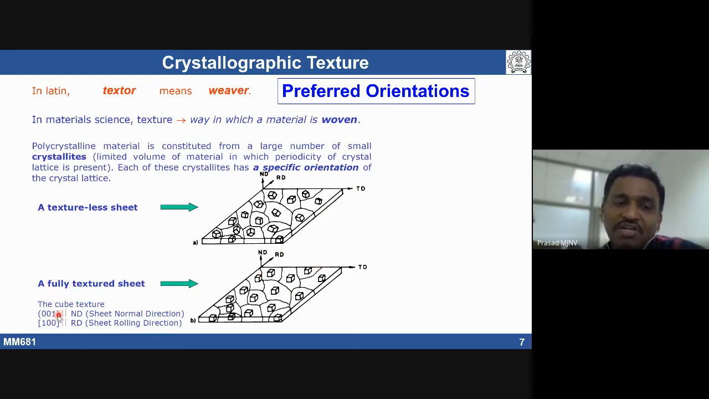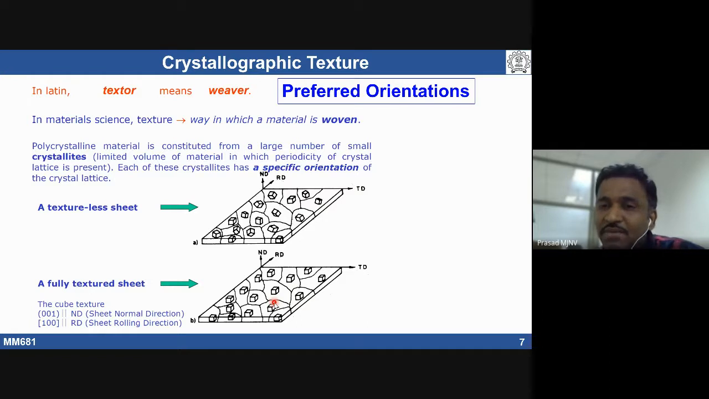For example, assume that 001 grains, which are crystal coordinates, have their planes oriented parallel to the sheet normal direction for most of the grains. This is called cube texture. One can also represent it in the form of a plane. Here the 100 direction is parallel to RD. If you look at the face of the grains, the 100 or 001 grains are parallel to the ND direction. So this is called cube texture. This is one example I'm showing.